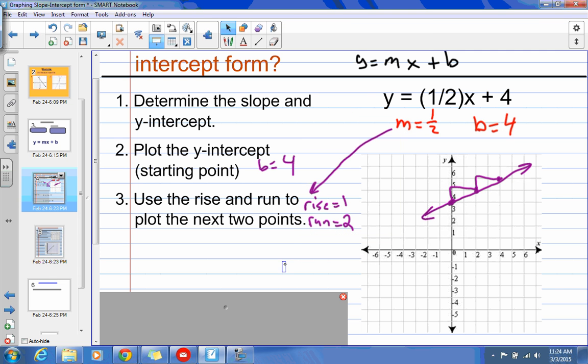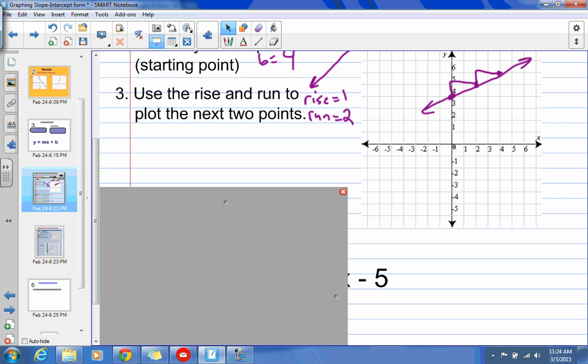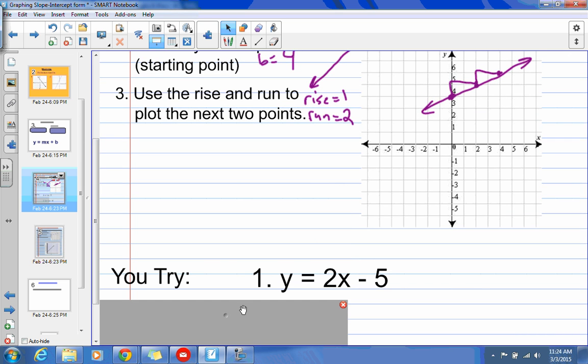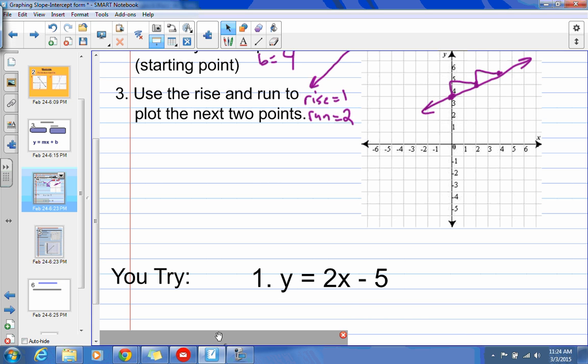So, question for you. What happens if the slope is not a fraction? Like y equals 2x minus 5. Well, guess what? 2 really can be made into a fraction. That would be 2 over 1. Step 1 is finding your slope and your y-intercept. Your slope is just 2 over 1. For the y-intercept, you have to be careful here, because there's a 5 at the end, but it's subtracting, which means it would be a negative 5.